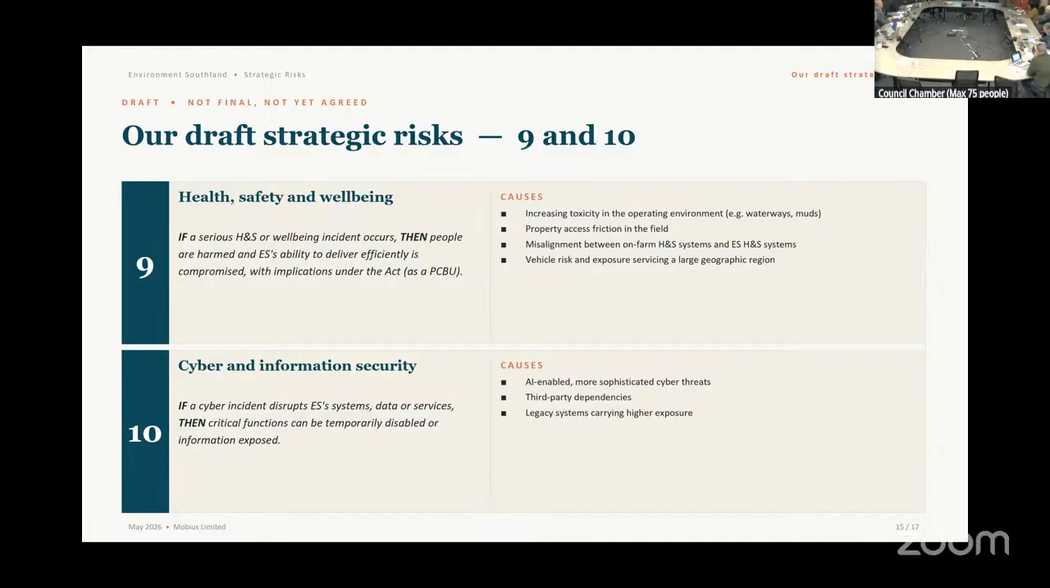Okay, last couple of risks. So we've got health, safety and wellbeing. This is the normal general health and safety stuff against the Act, with the risk of somebody being harmed and that potentially compromising delivery in the future. And then the last one is cyber and information security. This is around a cyber event disrupting your systems, where systems might not be available or information might be exposed. Or if there are any insights or anything you want to share or question.